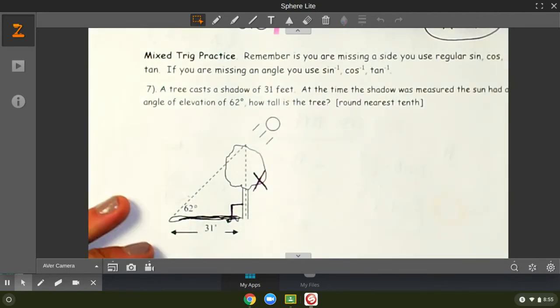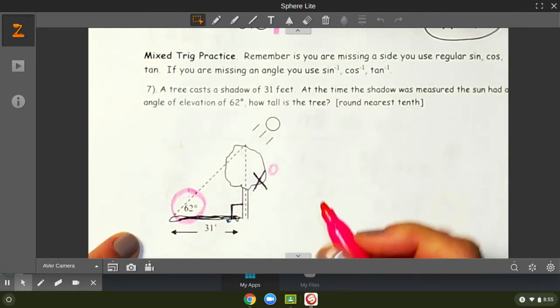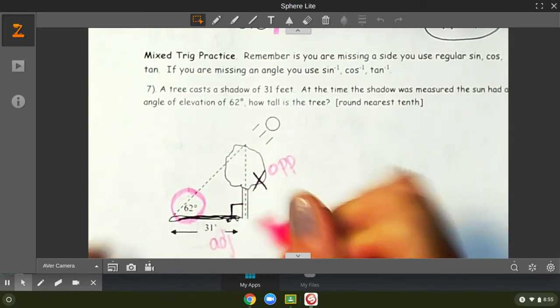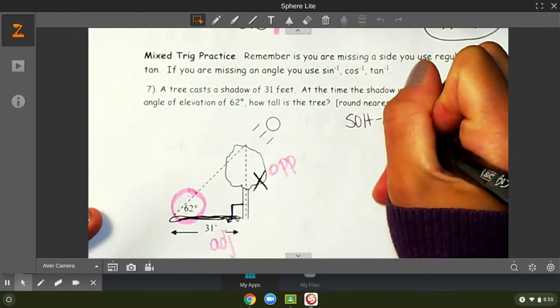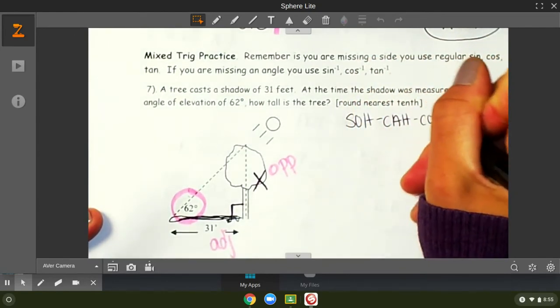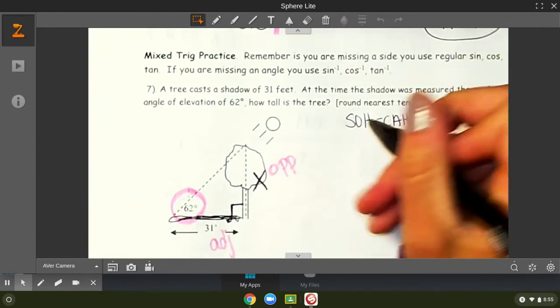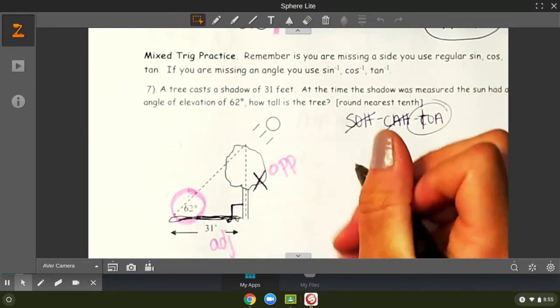Whenever using trigonometry, we circle our angle and then we label our sides. The x is the opposite side and the 31 is the adjacent. If I think of my phrase, SOH-CAH-TOA, we have no hypotenuse, so it's not sine, it's not cosine, so we're going to use tangent.